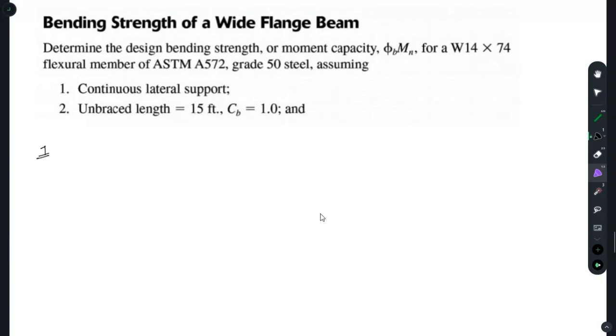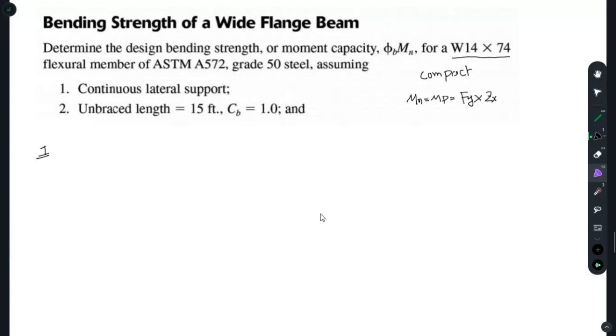The thing is that if the section you have is compact, then the moment you will get is pretty simple. Mn will be equal to Mp, which is the grade of steel you are using times the plastic section modulus, and you will get that from the AISC manual, and that would be the answer.